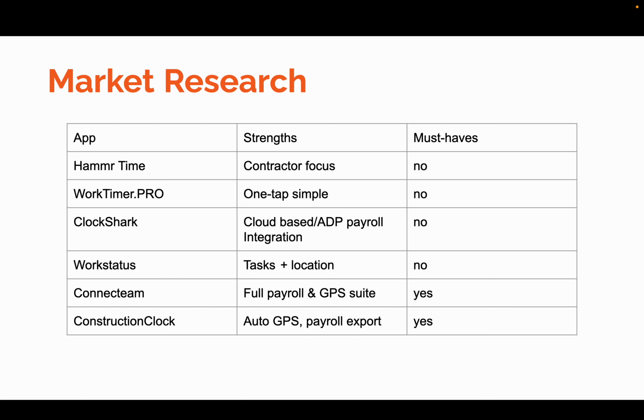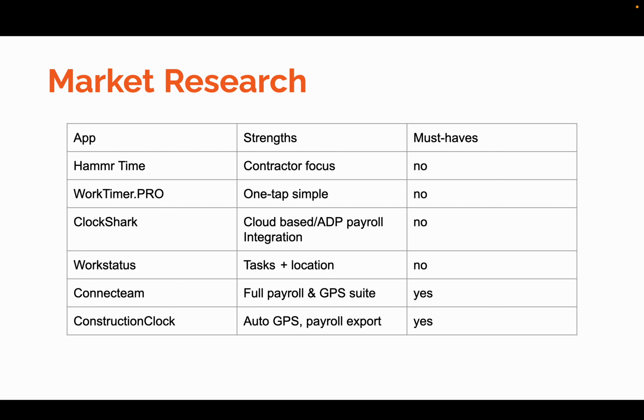The first app that we found is called Hammer Time. It's very contractor focused, which is a good thing in this market, but it doesn't meet all of our must-haves. The second one that we found is the WorkTimer.pro program. It's a very simple one-tap layout, so it's a very easy to use app, but it also didn't meet all of the requirements.